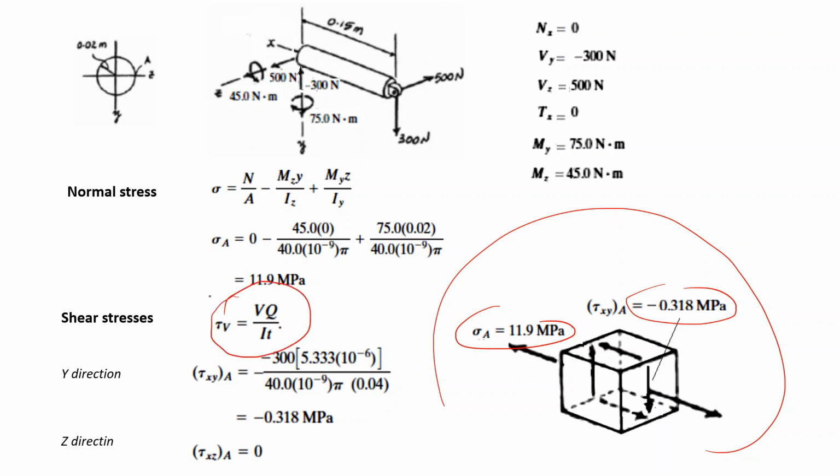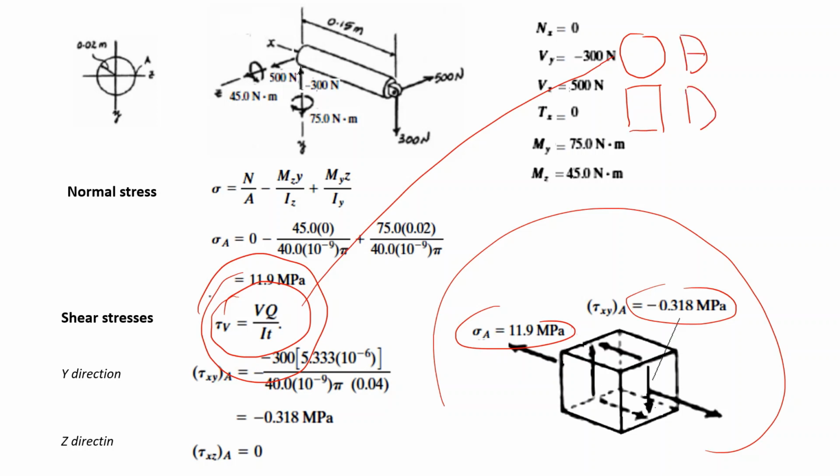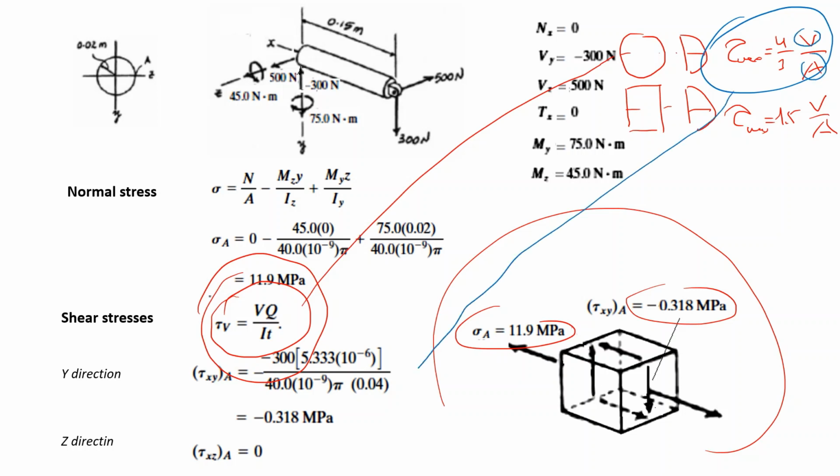Okay, we can show the stress state on a volume element as sigma 11.9 and tau 0.318. For shear stress calculation, you do not have to use this formula when you have, let's say, simple sections and you are interested in the maximum value of the shear stress in these sections. For circular, the tau max value can be taken as 4 over 3 V over A, A is the area. For rectangular section, 1.5 V over A. So in our case, if you would take the formula and put your V and A, you would end up with the same result and find the same value. This type of calculation is much easier.